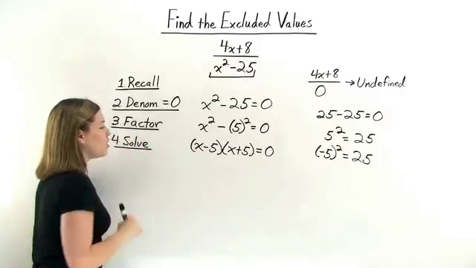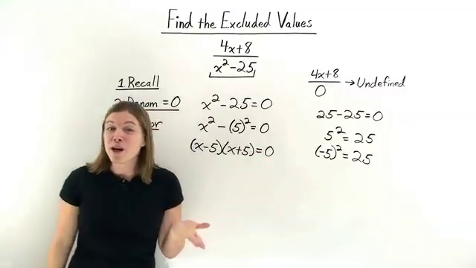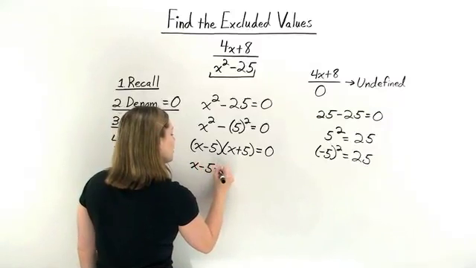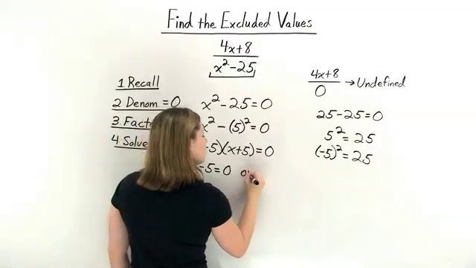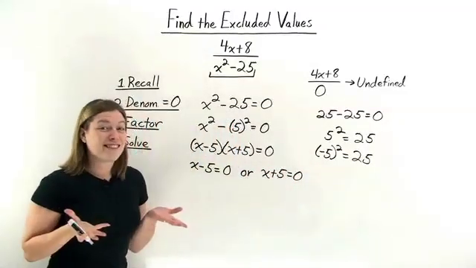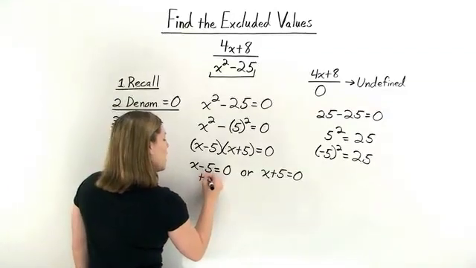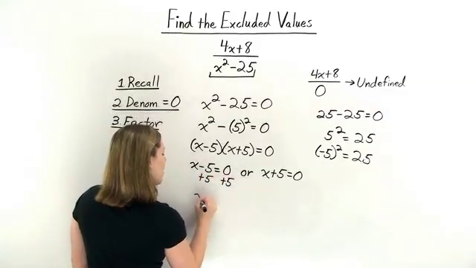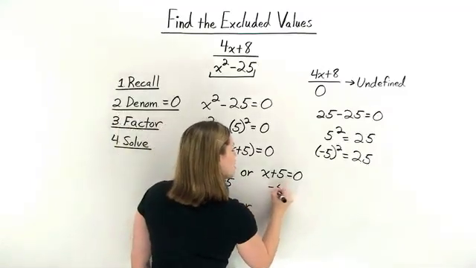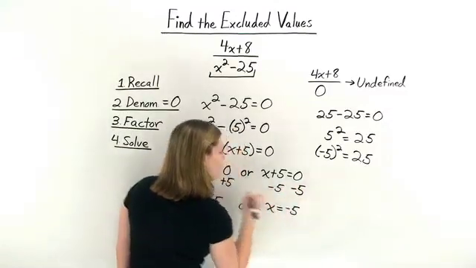And if we look at this equation, we have something times something equals 0. Well, that means we can apply the zero product property and break this up into multiple smaller equations. So we have x minus 5 equals 0, or x plus 5 equals 0. Now we just need to solve each of these simpler equations. To solve this equation for x, we add 5 to both sides. When we do, we get that x is equal to positive 5. With our other equation, to solve for x, we subtract 5 from both sides. And we get that x is equal to negative 5.